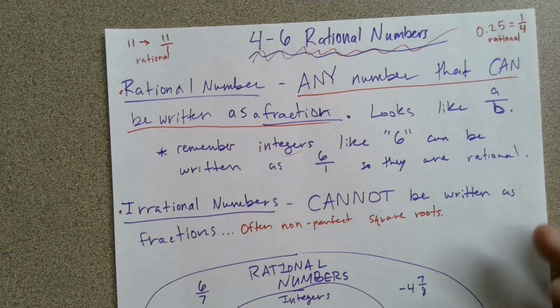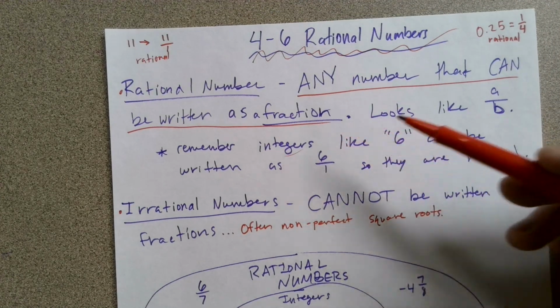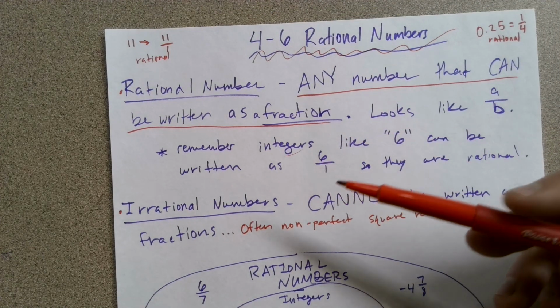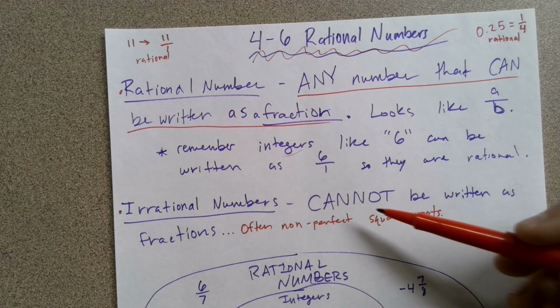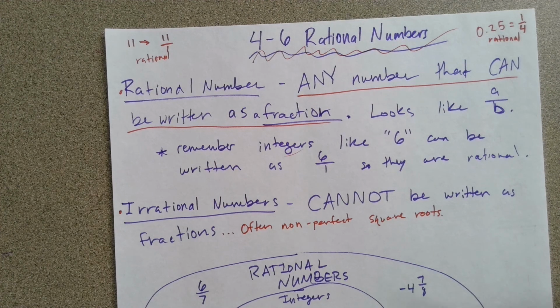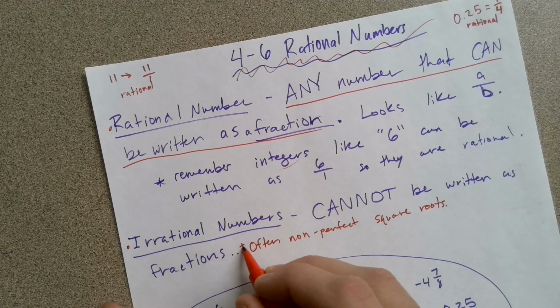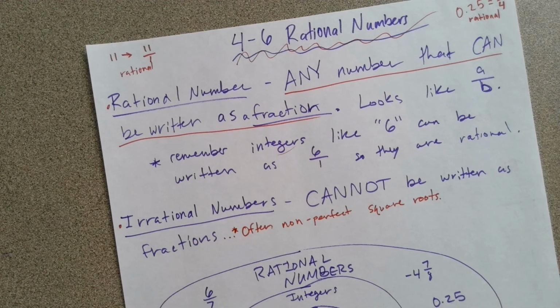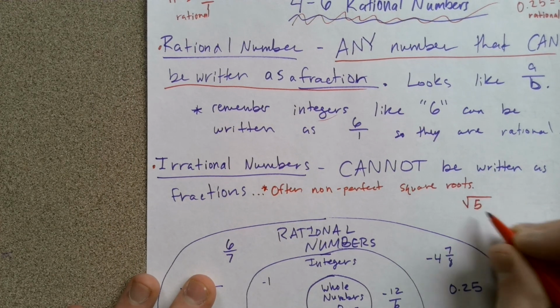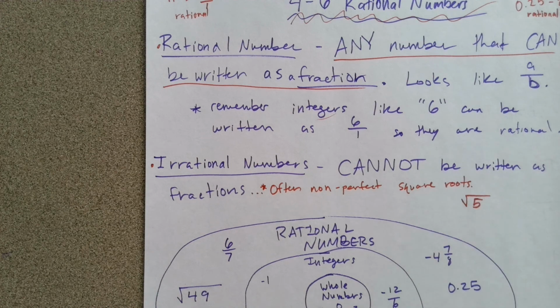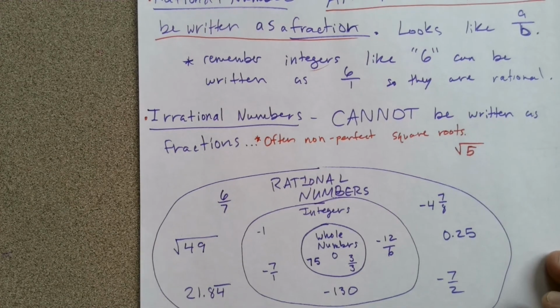All right, so knowing that a rational number is any number that can be written as a fraction, we can assume that an irrational number is any number that cannot be written as a fraction. I put in this little part right here, it says often non-perfect squares. That'll make sense to you in a second. I'll put an example in there. We'll talk about that a little bit later, but for now, maybe just jot down your notes.